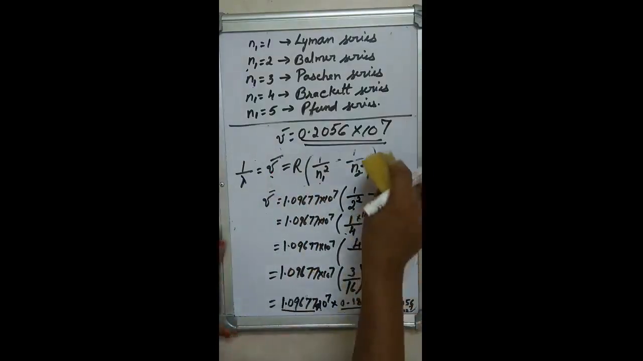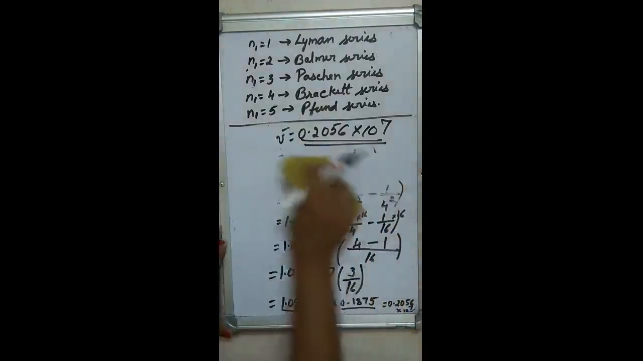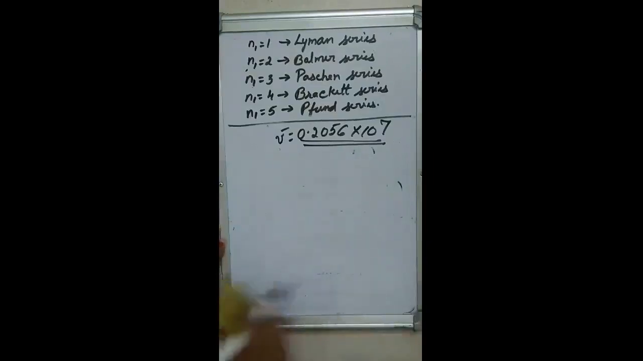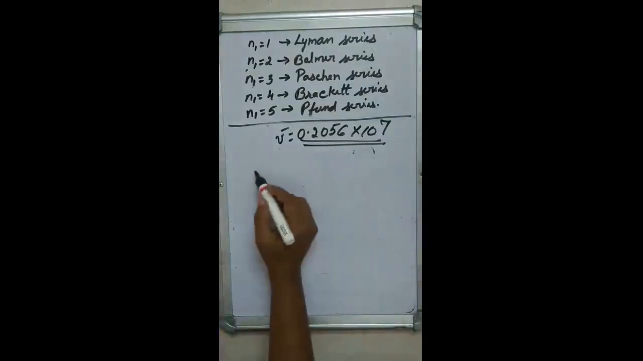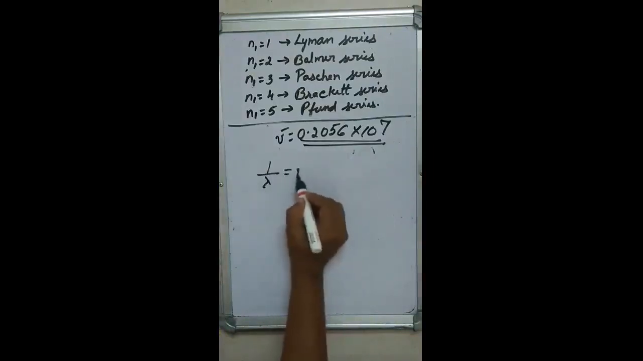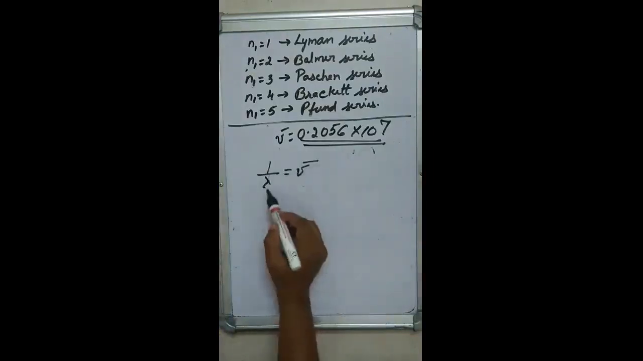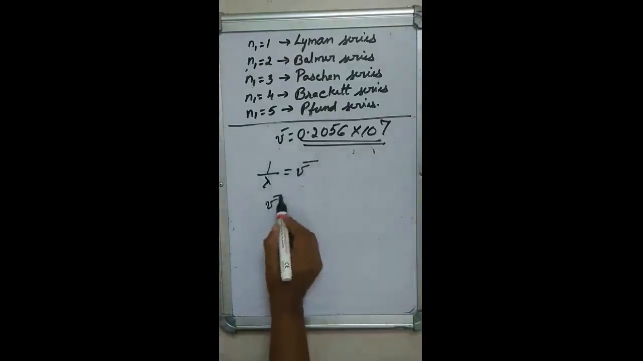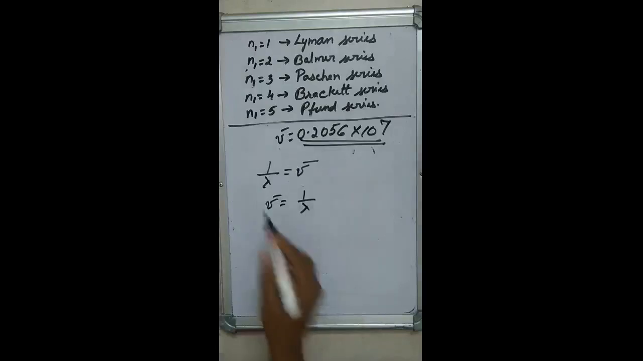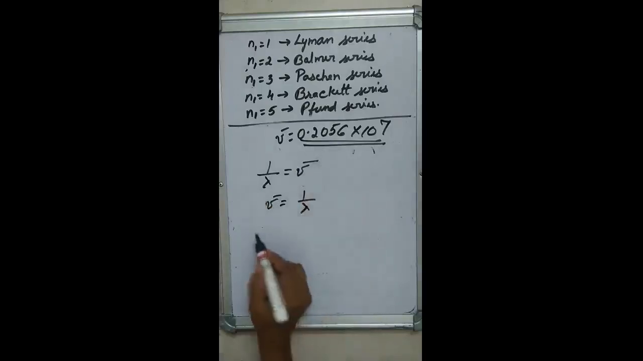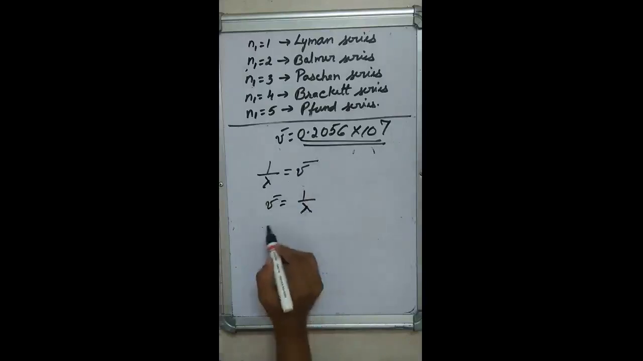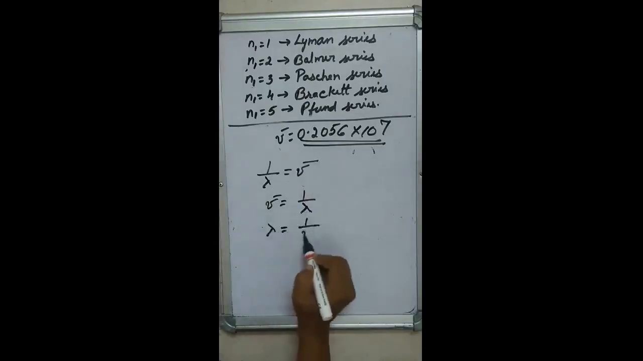So this I will erase. So wave number I calculated. Now wavelength. So wavelength and wave number, how are they related? They are reciprocal to each other. 1 by lambda is equal to wave number. So wave number we already calculated. I will write like this. What is the answer wave number we got? So simplify the formula. So lambda is equal to 1 by wave number.